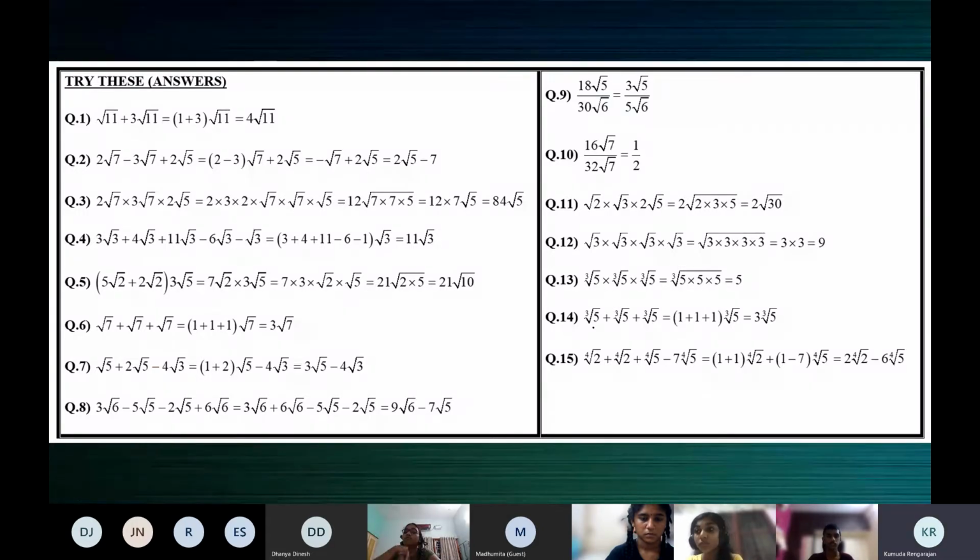This is cube root of 5 plus cube root of 5 plus cube root of 5. Addition. When you're adding or subtracting, you take out cube root of 5 common. So it will be 1 cube root of 5, 1 cube root of 5, 1 cube root of 5. So like this, 3 cube root of 5.